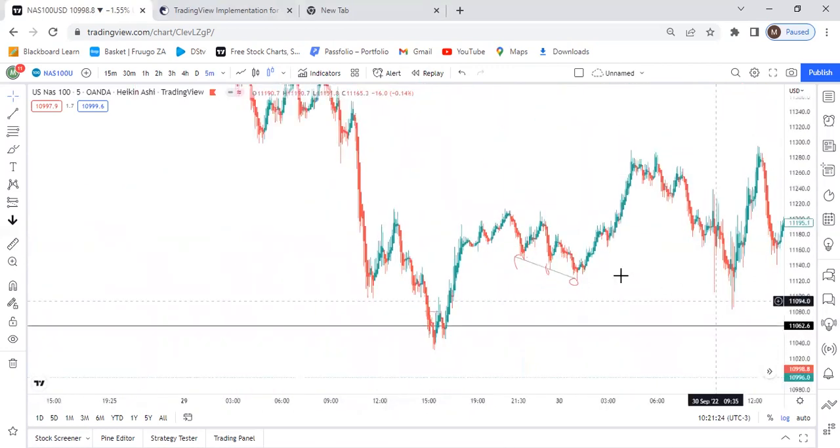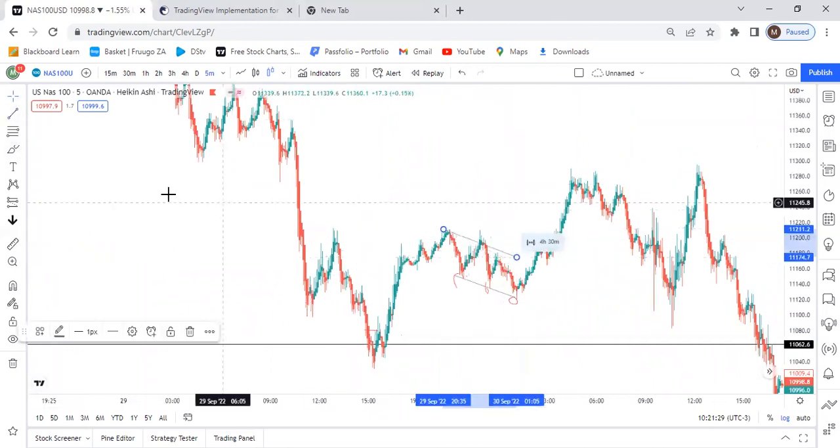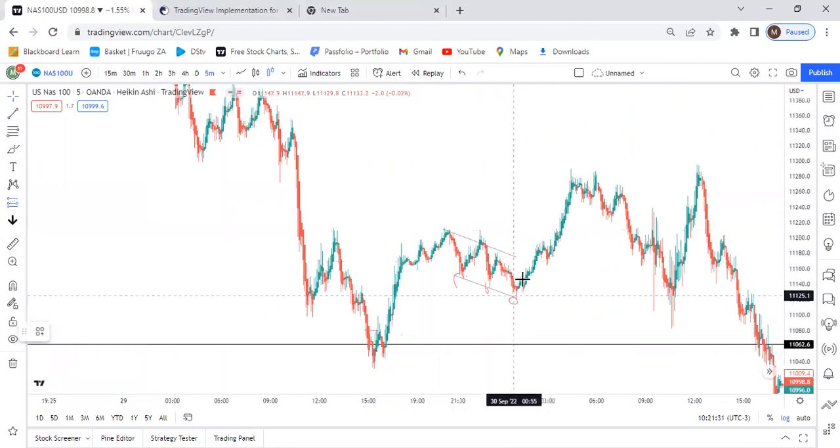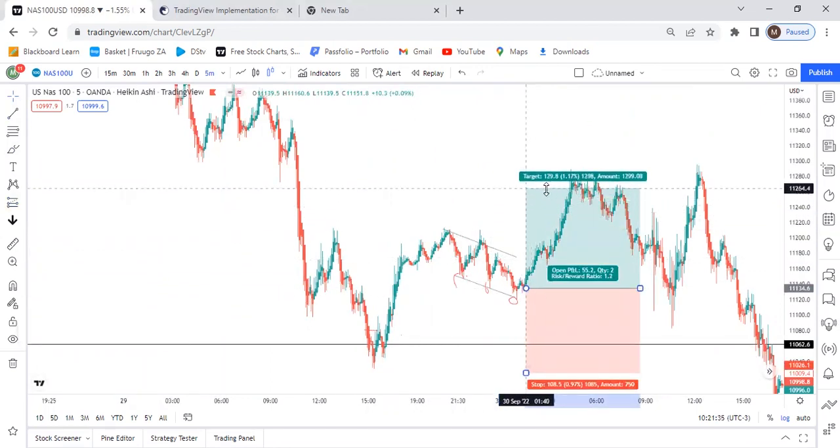So you can see, just by spotting this correction, you were able to buy until these areas.